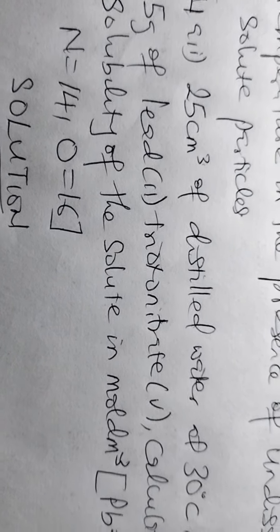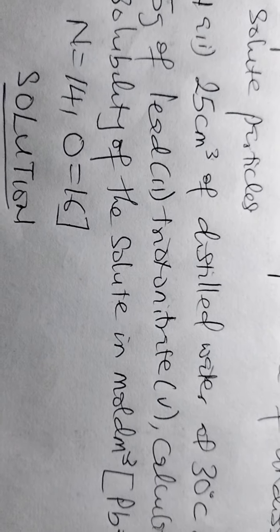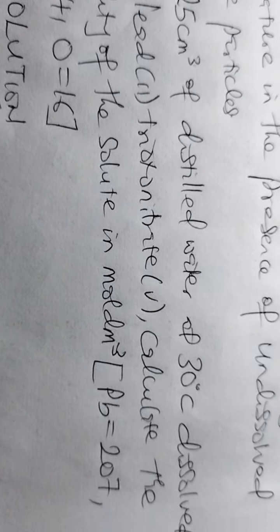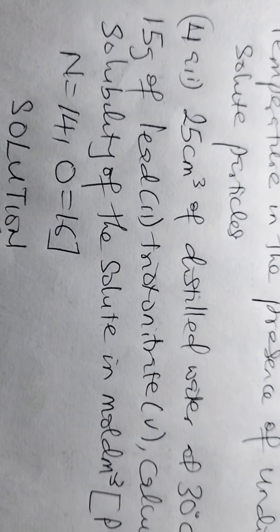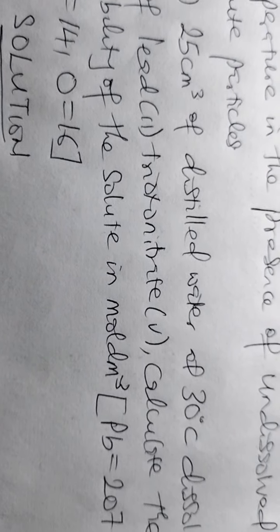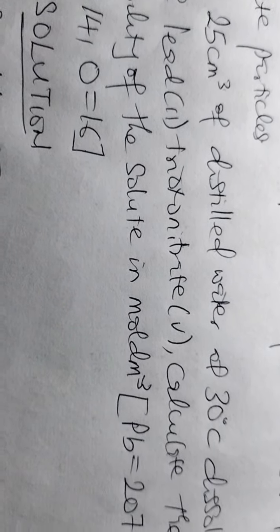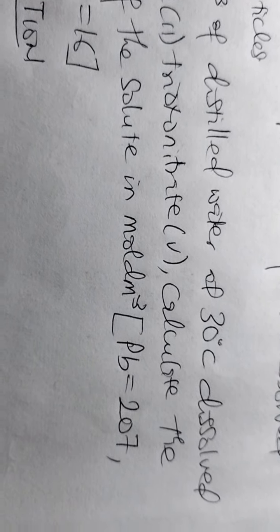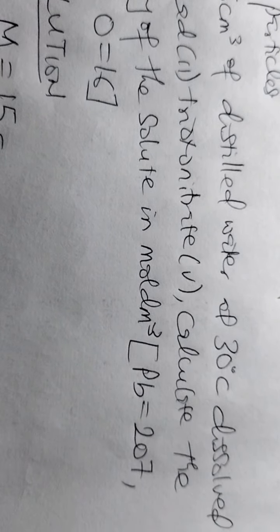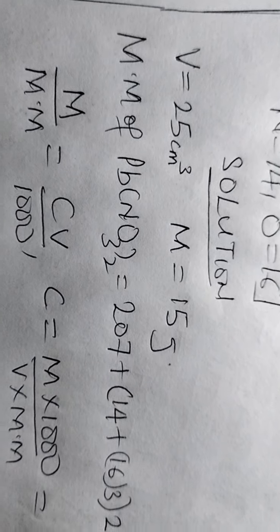Question 4AII. 25 cm cube of distilled water at 30 degrees Celsius dissolved 15 grams of lead(II) nitrate. Calculate the solubility of the solute in mole per dm cube. We're given the atomic mass of lead as 207, nitrogen as 14, and oxygen as 16. We'll now go to the calculation.